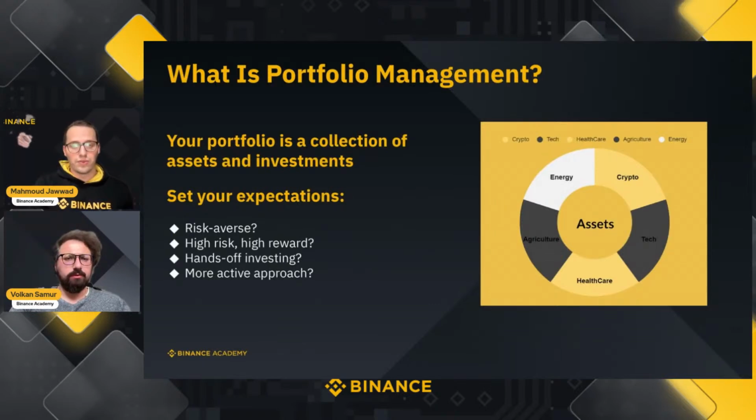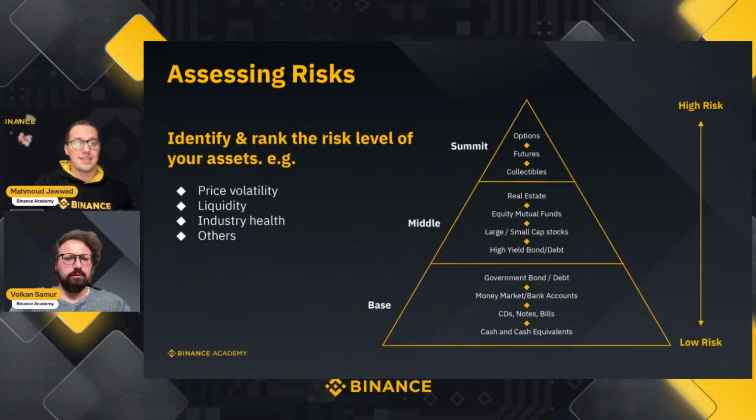So now, after we've covered the various types of risks, we will move forward to assessing the risks. So how would you assess the risks? Basically, the likelihood of encountering them and their severity. An excellent place to start is by ranking your investments from high risk to low risk. From there, you can check each asset's price volatility, liquidity, industry health, and other related news.